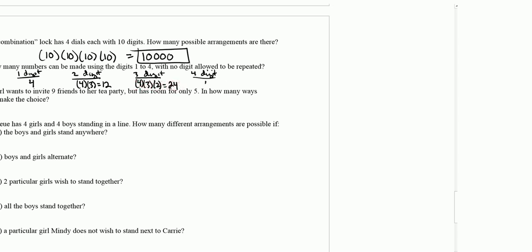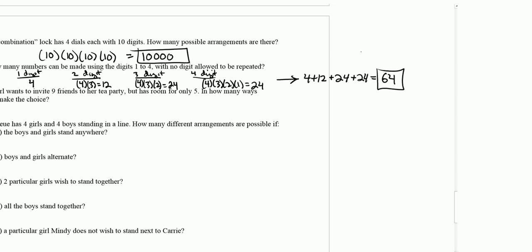And a 4-digit, you got 4 times 3 times 2 times 1, which is 24 as well. So the answer is going to be 4 plus 12 plus 24 plus 24, because those are the total number of numbers that we can make. And so we add those up. 24 plus 24 is 48, plus 12 is 60, plus 4 is 64. So 64 different numbers.